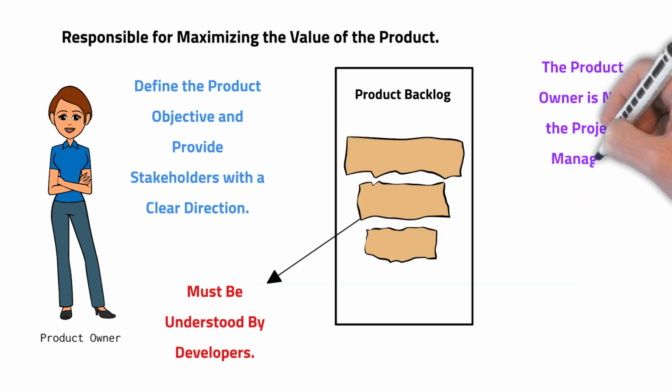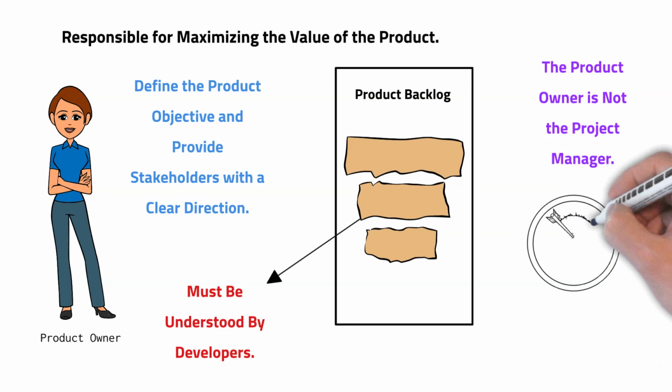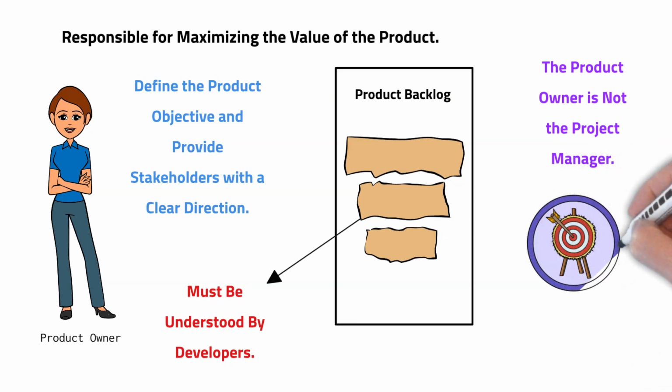The product owner is not the project manager. There is no project manager role in Scrum. Therefore, the product owner does not manage the developers and no one reports to the product owner or provides progress updates. Everyone collaborates to get the job done, achieve the sprint goal and ultimately the product goal.